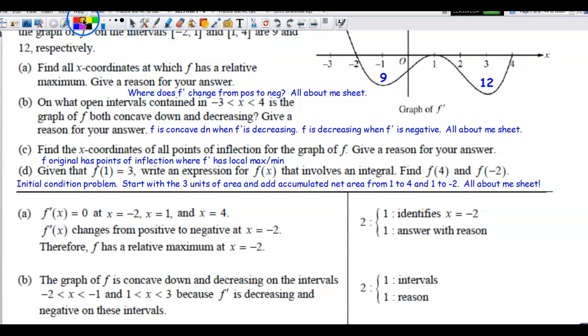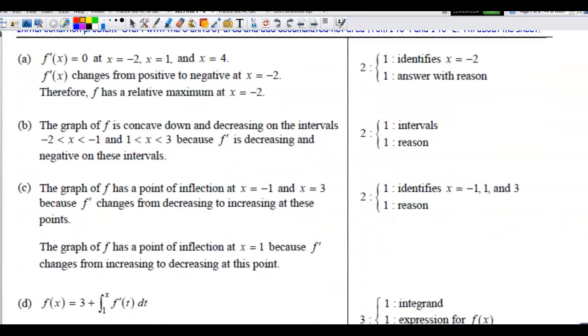Grab a pen. So in letter C, we're finding the x-coordinates of all points of inflection. All About Me sheet. Give a reason. F original has points of inflection where f prime has a local max or min, or you could think f prime changes from increasing to decreasing or decreasing to increasing. So f prime has a local minimum at -1, a local maximum at 1, and a local minimum at 3. So these are the x values where the points of inflection would occur on f original.